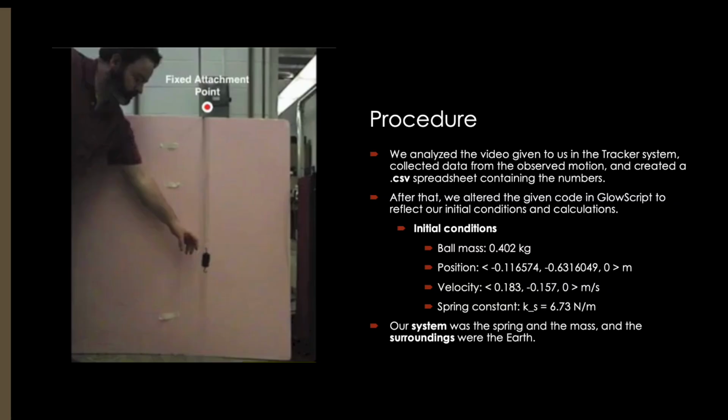To the left, we have a little clip of the video that we were given. We analyzed this video in the Tracker system, collected the data from that, and put it into a CSV spreadsheet which contained all of the numbers. After that, we altered the given code in GlowScript to reflect our initial conditions and calculations, which are shown here. Our system was the spring and the mass, and the surroundings were the Earth.